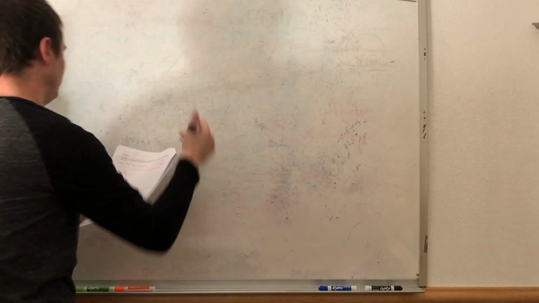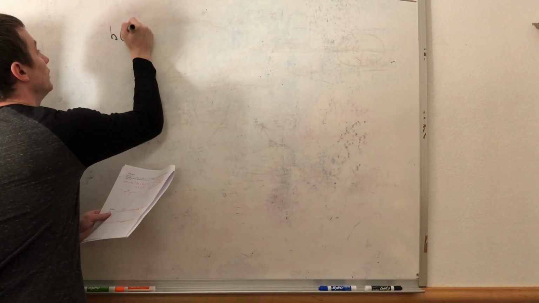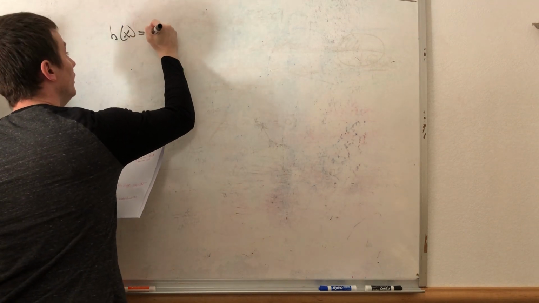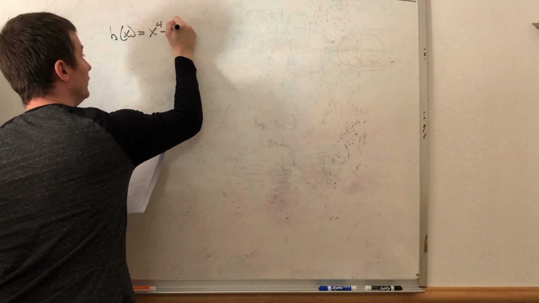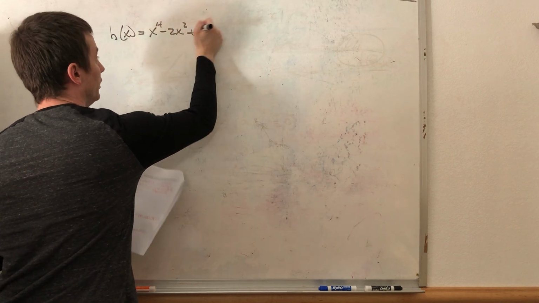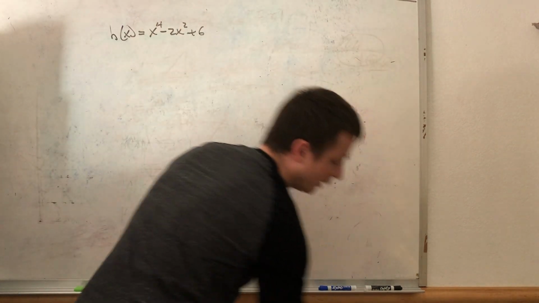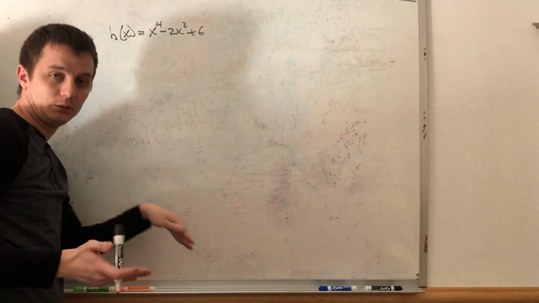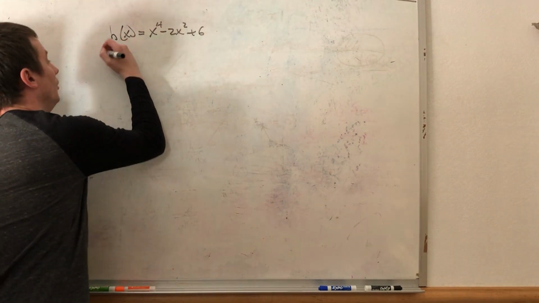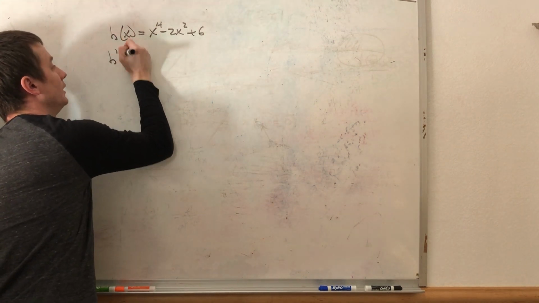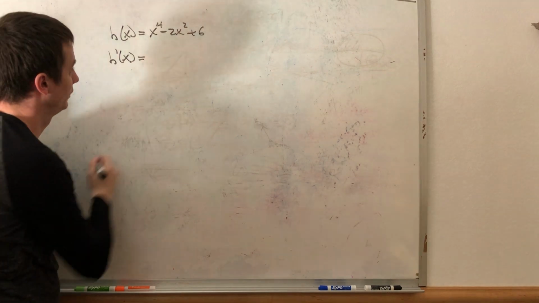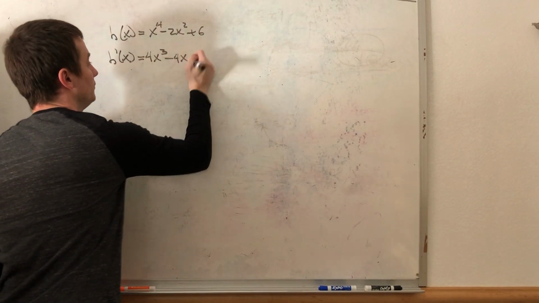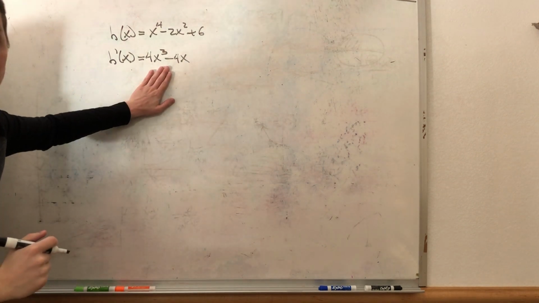Our function is h of x is equal to x to the 4 minus 2x squared plus 6. Now we know that our function is increasing wherever the derivative is positive, and decreasing anywhere the derivative is negative. So our first task is going to be to find h prime of x. Find the derivative of this, which is just 4x cubed minus 4x. Okay, so there's h prime of x.